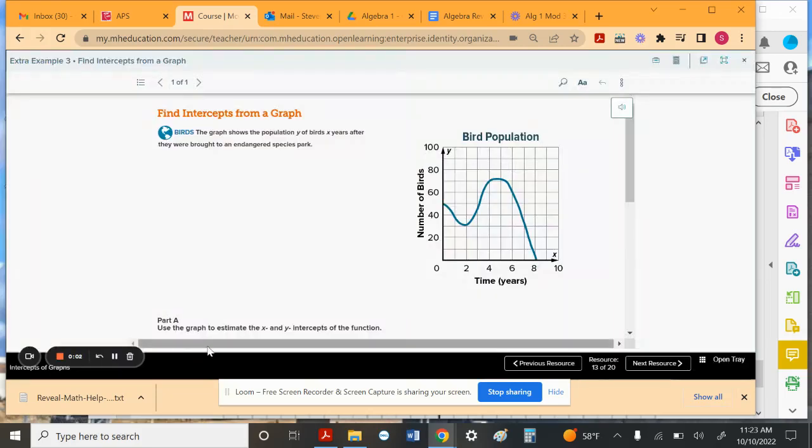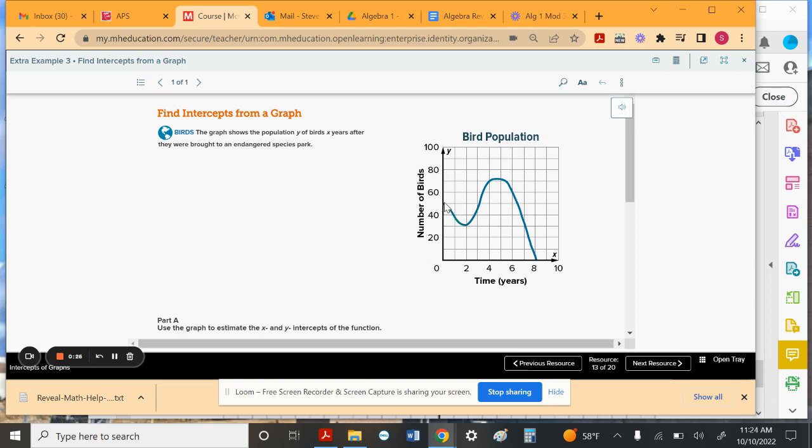Okay, let's move on to the next part of Module 3, Section 4, or Lesson 4, and we're going to be taking a look at finding intercepts from a graph. This should be pretty straightforward because all we have to do is look at the graph and determine where it crosses the x-axis. So notice in this case we have the bird population that is inside an endangered species park.